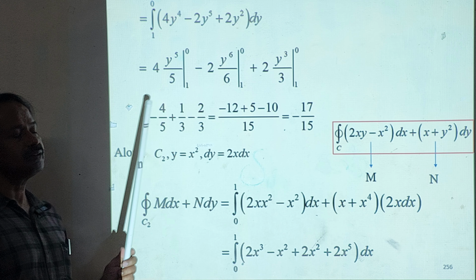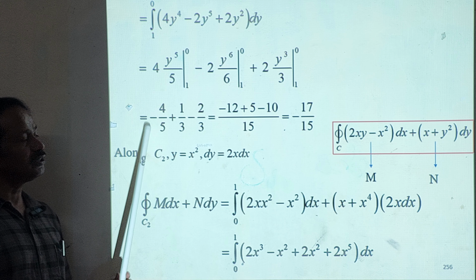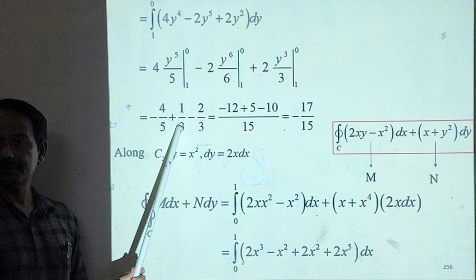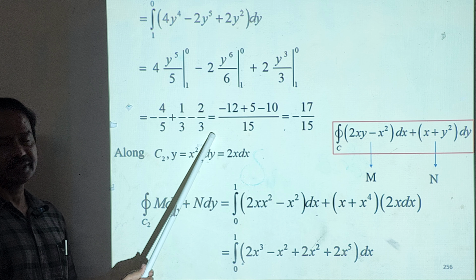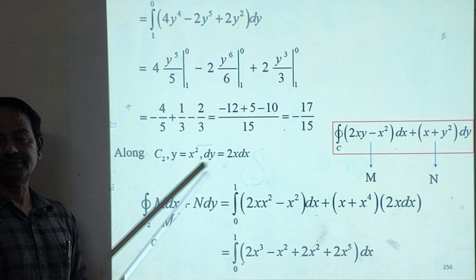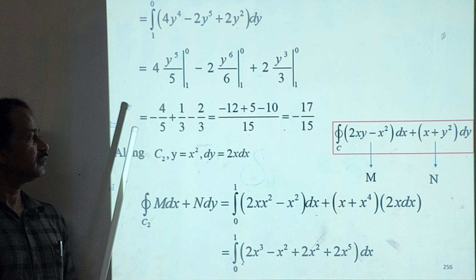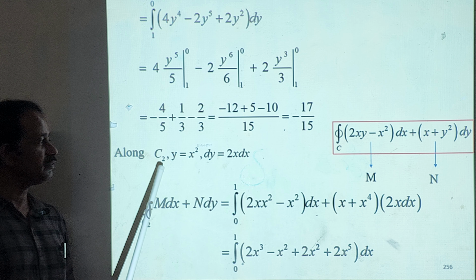So substituting the upper limit will give you 0. Substitute the lower limit will give you minus 4 by 5 plus 1 by 3 minus 2 by 3. Taking the LCM will give you 17 by 15. So this is for C1. Okay, now we will go for C2.